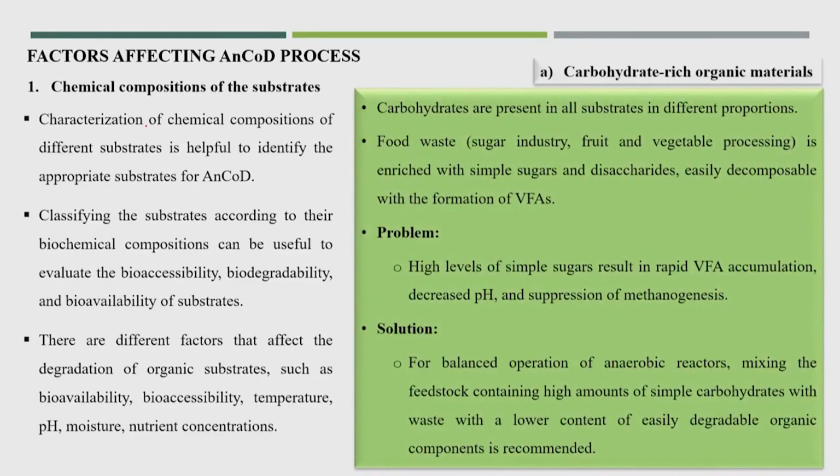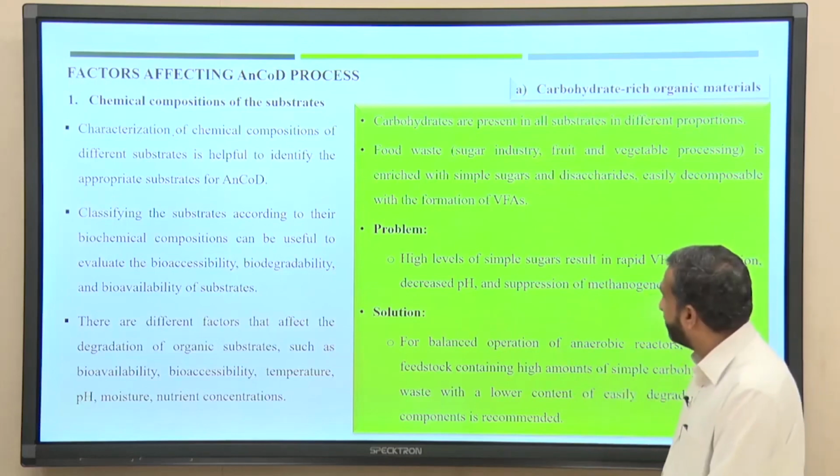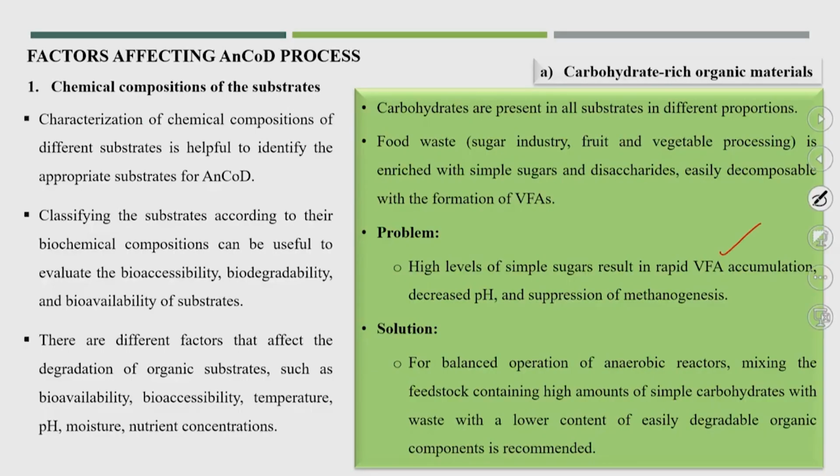So, the first is the carbohydrate rich organic material. Carbohydrates are present in all substrates in different proportions, like food waste is enriched with complex sugars and disaccharides, easily decomposed with the formation of volatile fatty acids. So, what could be the problem of addition of this kind of organic matter for the co-digestion process? A higher level of simple sugar results in rapid volatile fatty acid accumulation. Because of that it will decrease the pH, and because of that your methane production will be reduced.